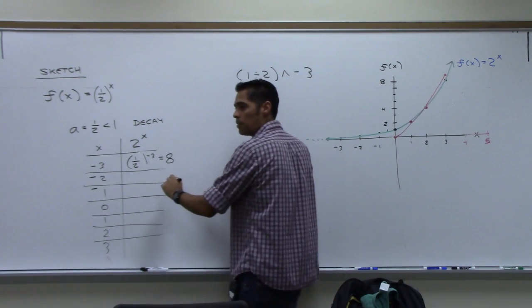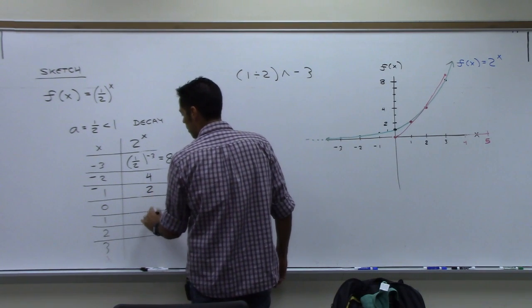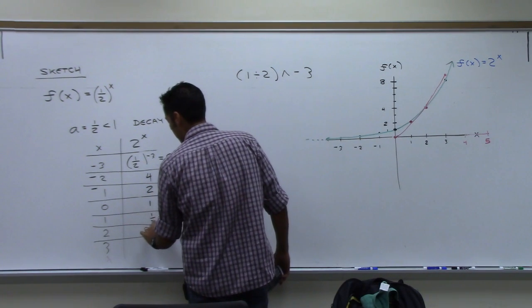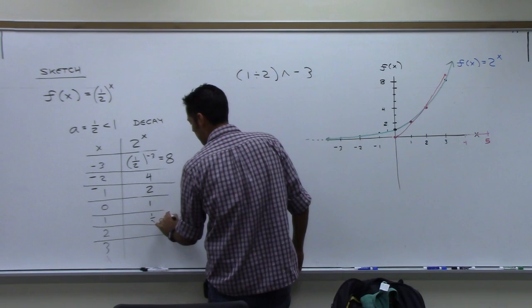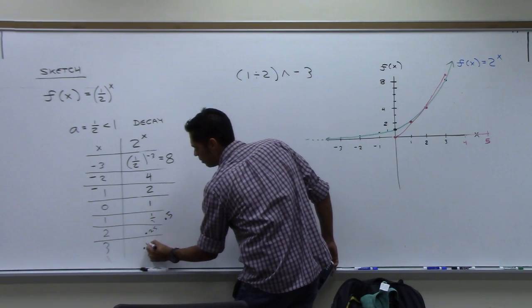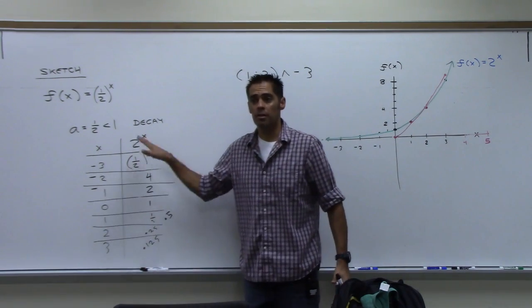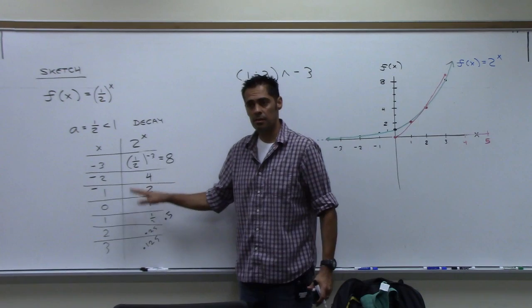Next one, if you do it properly, you should get 4. Then you should get 2, then 1, then 1/2, or 0.5, 0.25, and 0.125. So I'll leave that to you to do on your own, on your calculator. Make sure you can get these.